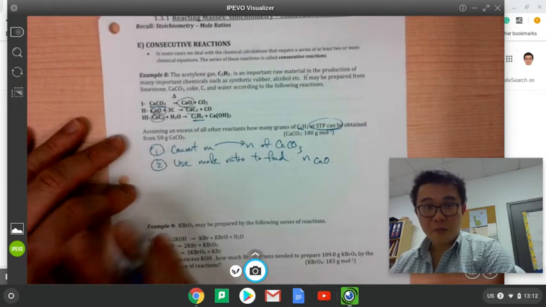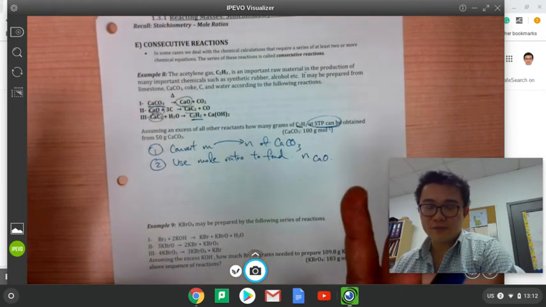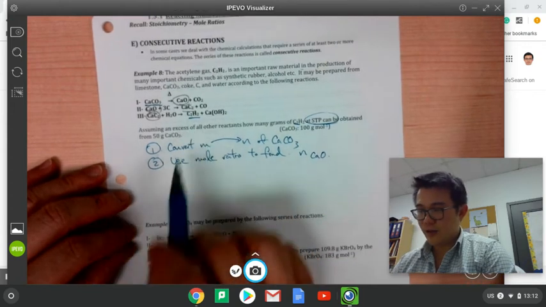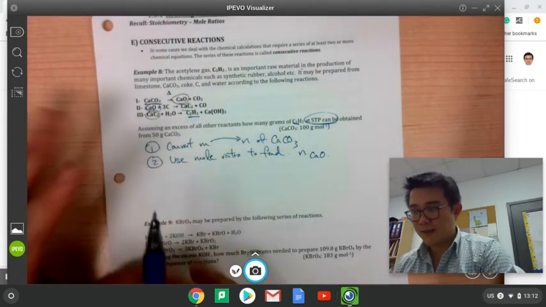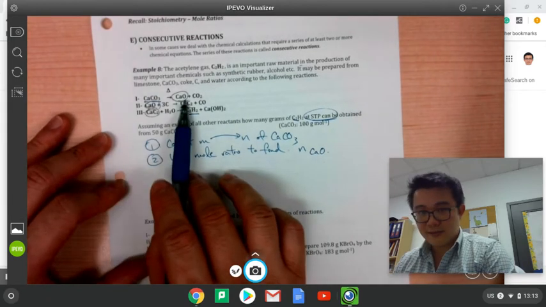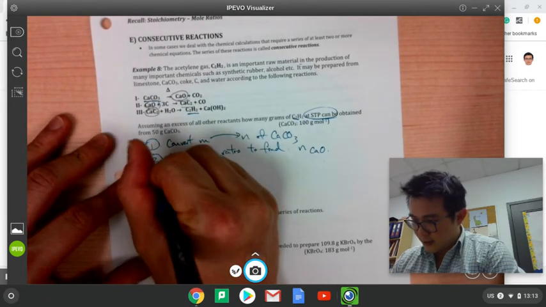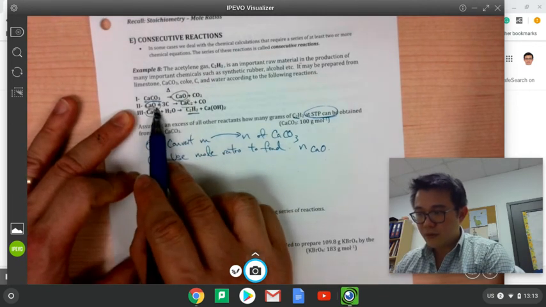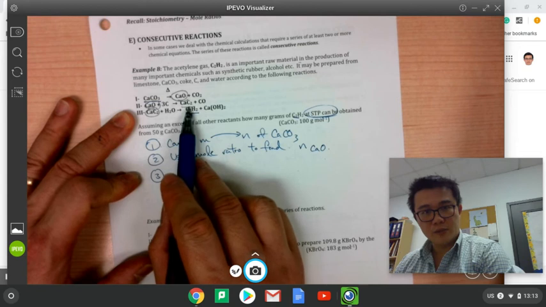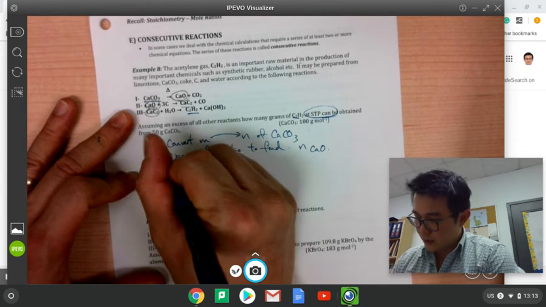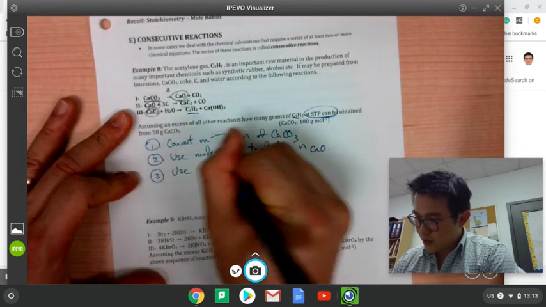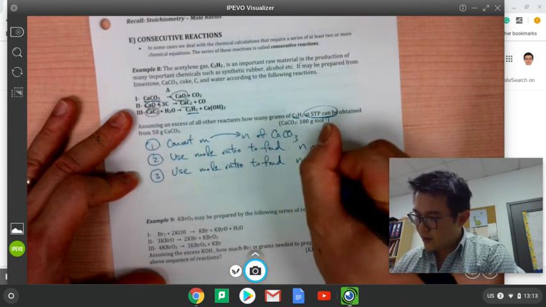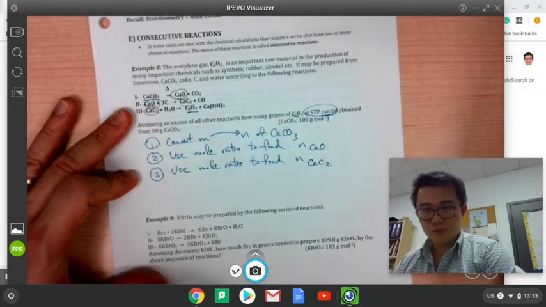Now, some of you who are seeing how this whole thing will go might be flying forward, thinking, oh, why don't you just directly find this? I'm just going to do it step by step. Okay. You use the first equation to find the moles of CaO. Next step, you use the second equation, because the number of moles of CaO can also help you find the number of moles of CaC2. So use the mole ratio to find the number of moles of CaC2. Okay.